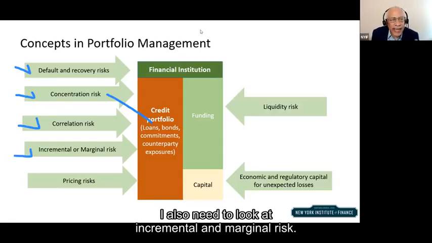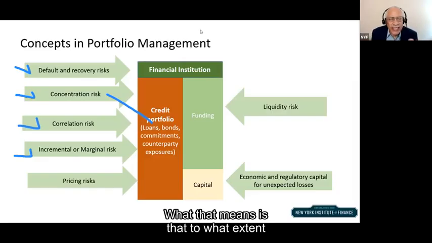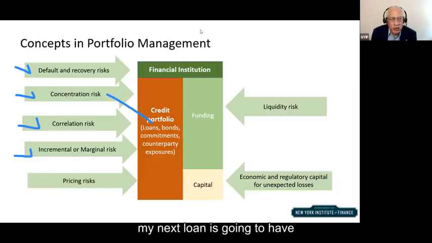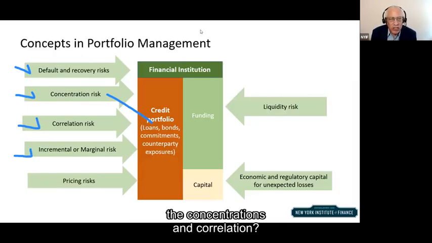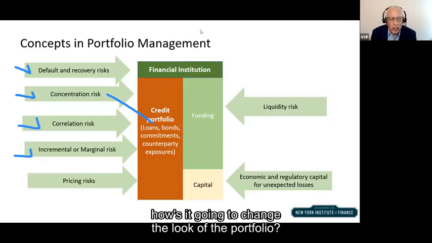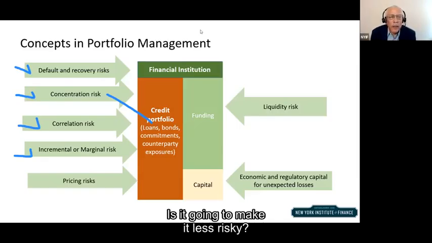I also need to look at incremental and marginal risk. What that means is to what extent my next loan is going to have an impact on the overall portfolio. How is it going to change the concentrations and correlation? I have a loan portfolio that's 500 million. And if I add another loan, how is it going to change the look of the portfolio? Is it going to make it more risky or less risky? Is it going to make it more concentrated or less concentrated?